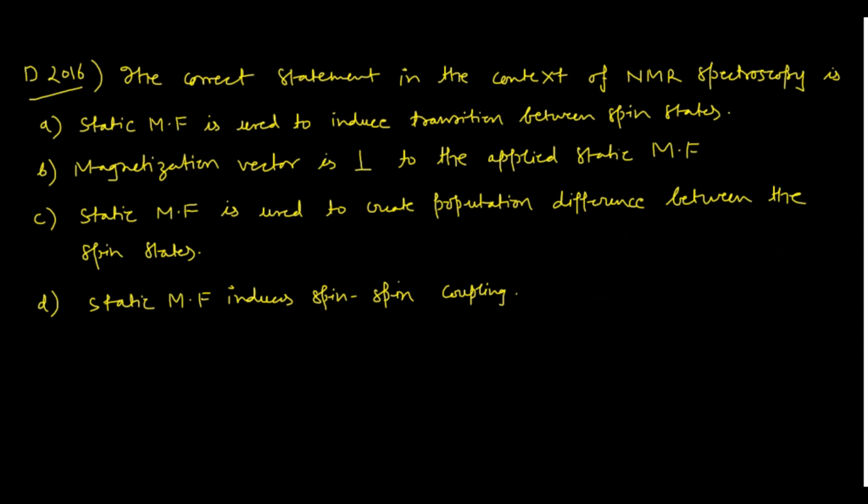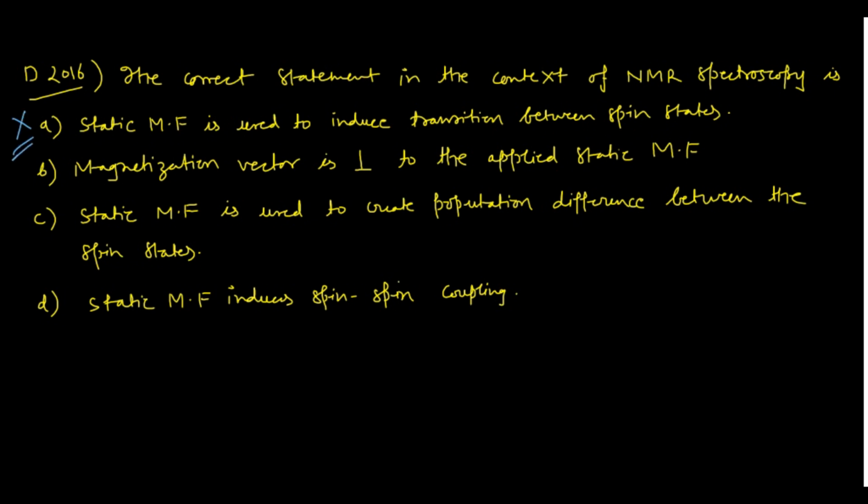Again, this is a December 2016 problem. This question is basically from theoretical NMR spectroscopy. If you have memorized the concept well, only then you will be able to solve this question. A static magnetic field is used to induce the transition between spin states. No, the magnetic field is not used to induce the transition between alpha and beta, but radio frequency waves are used. So A cannot be your answer. You can discard this one.